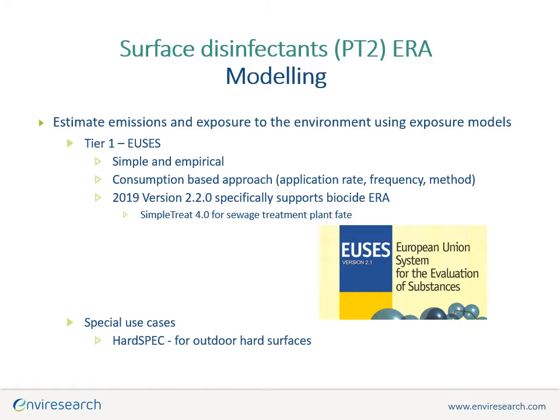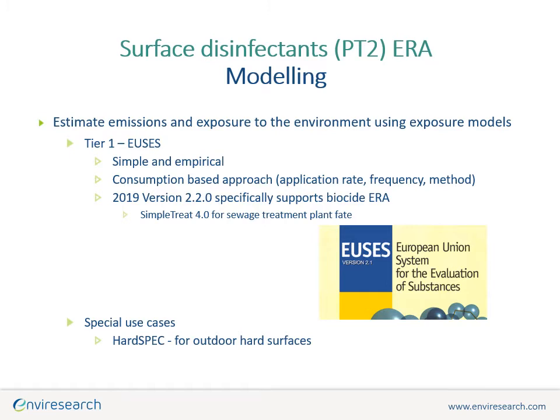It's very simple and empirical, and it's actually a consumption-based approach, which is, for example, the application rate, frequency of use, and the method of use. This takes into account things like surface area and dilution. For example, do you use it once a month in a sink or every day on a floor? And there is a 2019 version of UCs which specifically supports biocide environmental risk assessment, which now also includes sewage treatment plant fate as well.